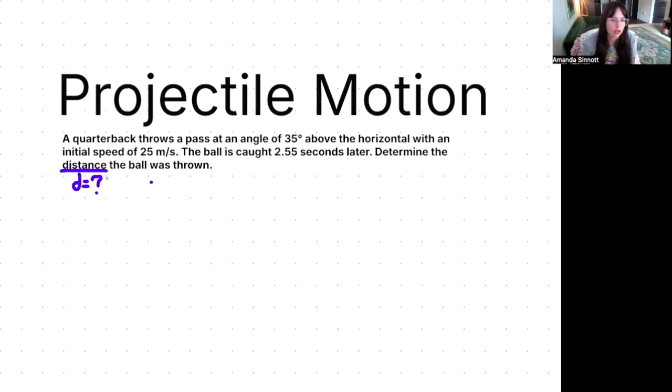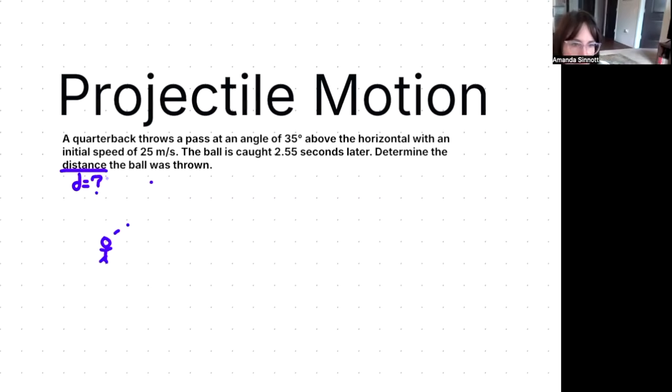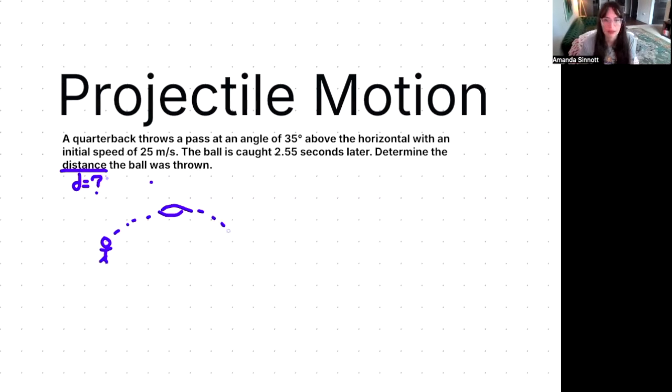So let's draw our football here. Here's our quarterback. They're throwing the football. It's going in an arc. Is this an art class? But there's our quarterback and there's the football going in an arc. And we know that it's going to be 35 degrees.